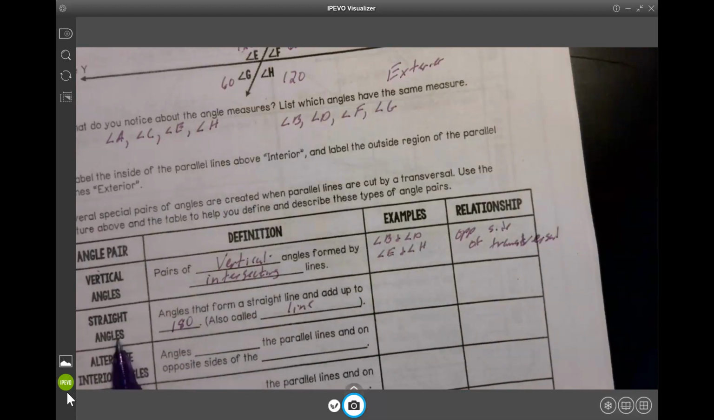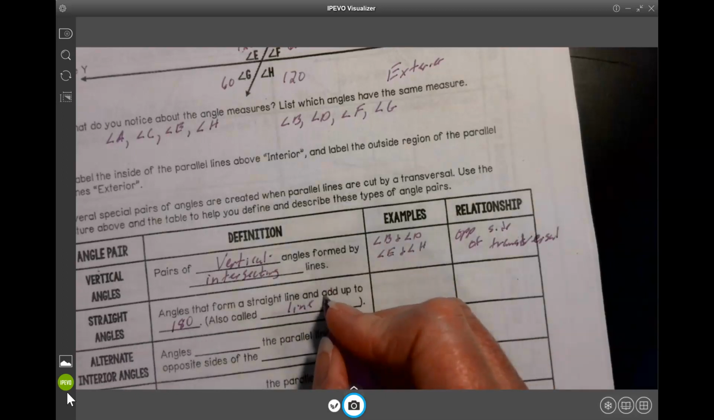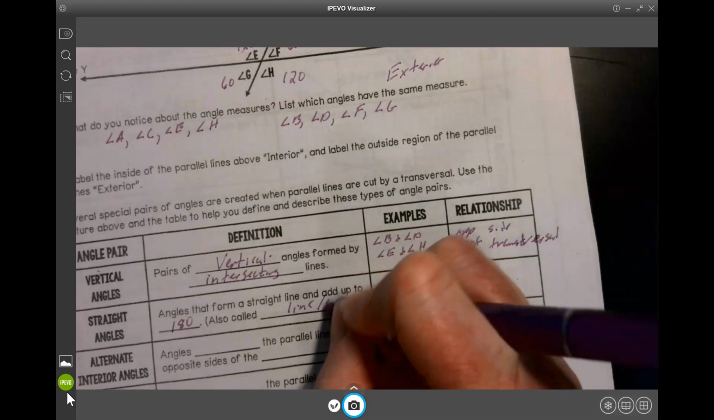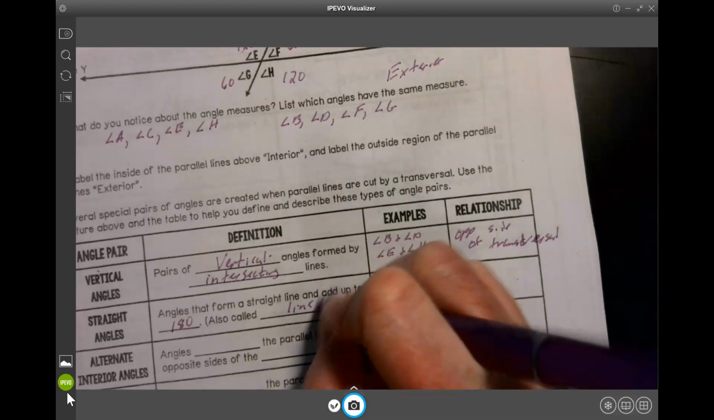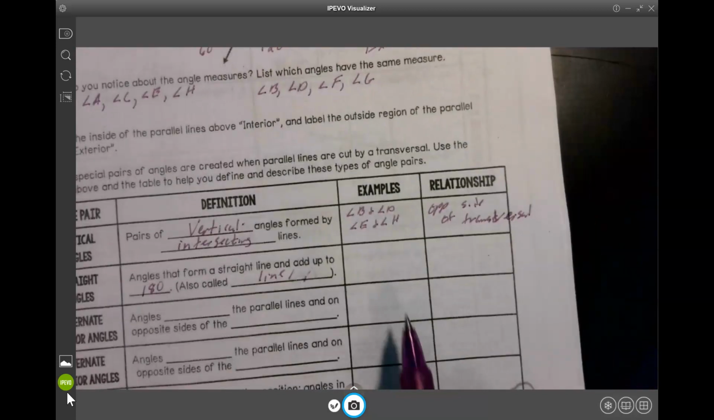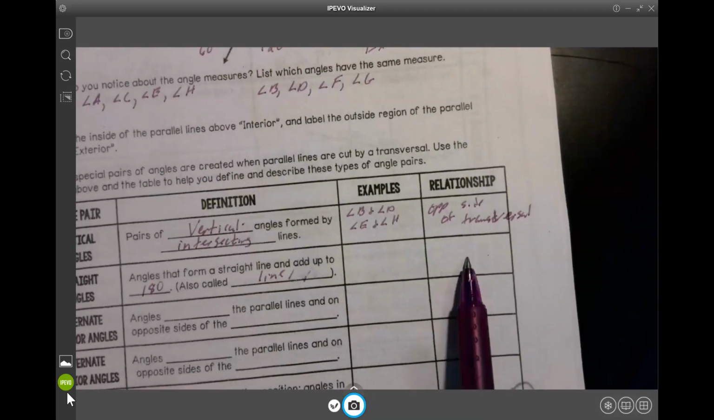Oh, or maybe they're talking about that those are supplementary. I'm not sure what they're asking for there. So maybe they're talking about also called supplementary? No, because sometimes you have 3 or 4 or 5 angles. So we're going to just leave it like that. I don't know what they're asking for. Doesn't matter.